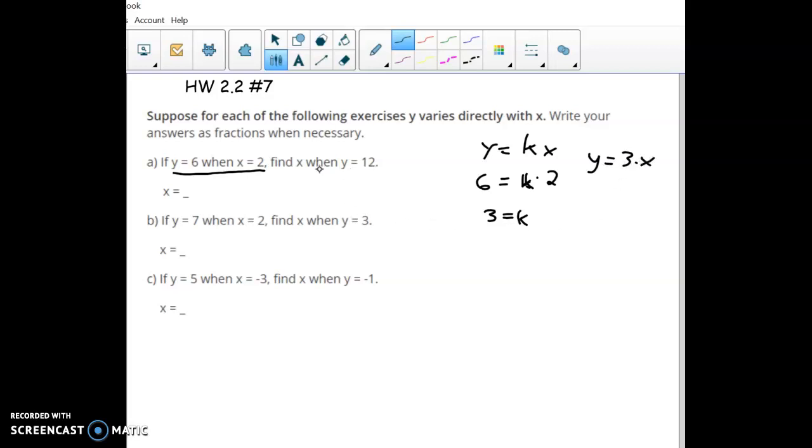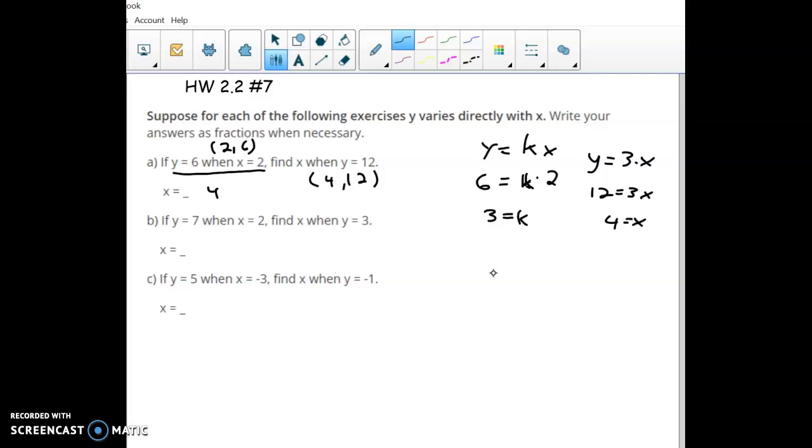All right, and so now we have to find x when y is 12. So if we put 12 into the equation for y and solve it, divide by 3, and we get 4. So one xy pair is when x was 2, y was 6. But a second one is when y is 12, x is 4. Okay, so we just found another xy pair for that equation.